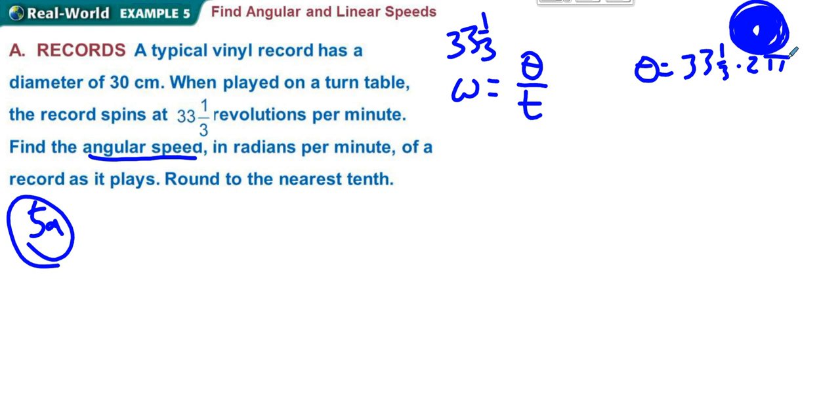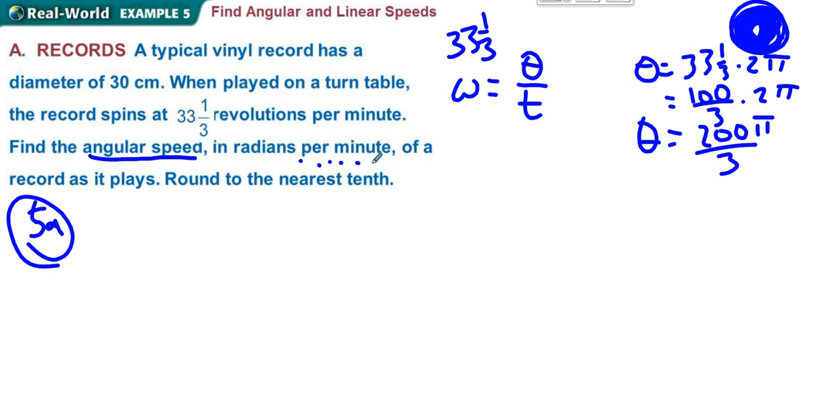I'm going to change that 33 1/3 into an improper fraction. So 33 times 3 is 99 plus 1 is 100 over 3, and then times 2 pi. So that's going to be 200 pi over 3. That's our angle theta. Notice it says radians per minute, so we can just say our time is 1 minute for this problem.